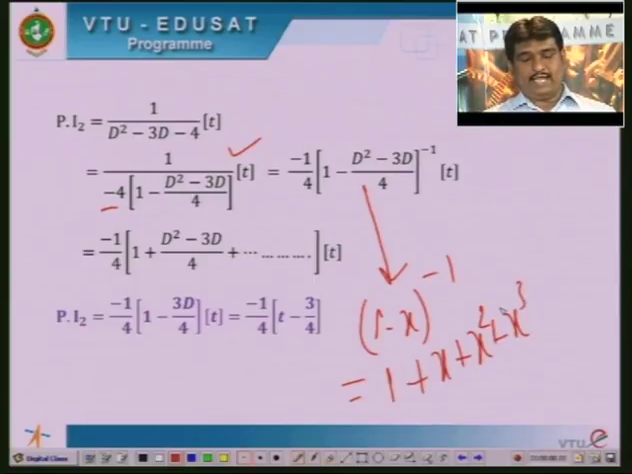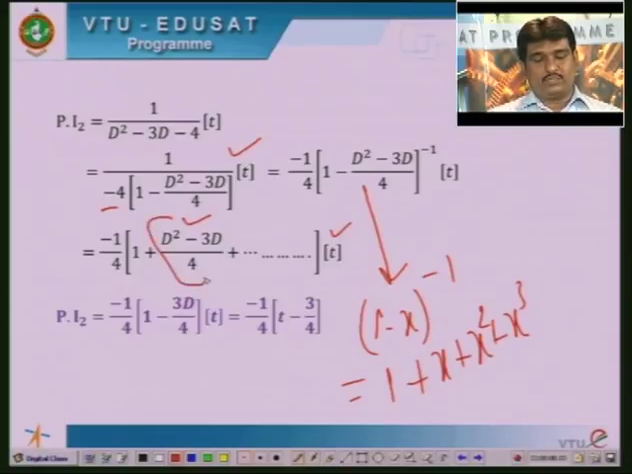So 1 plus x, this part is plus x, 1 plus x into d square minus 3d plus d square by 4. I have not written the x square term because this is a polynomial of degree 1, so second and higher order derivatives of t are 0. And in the next step, I have ignored the d square by 4 term, because d square by 4 operated on t is 0. So we have minus 1 by 4, 1 minus 3d by 4 operated on t.